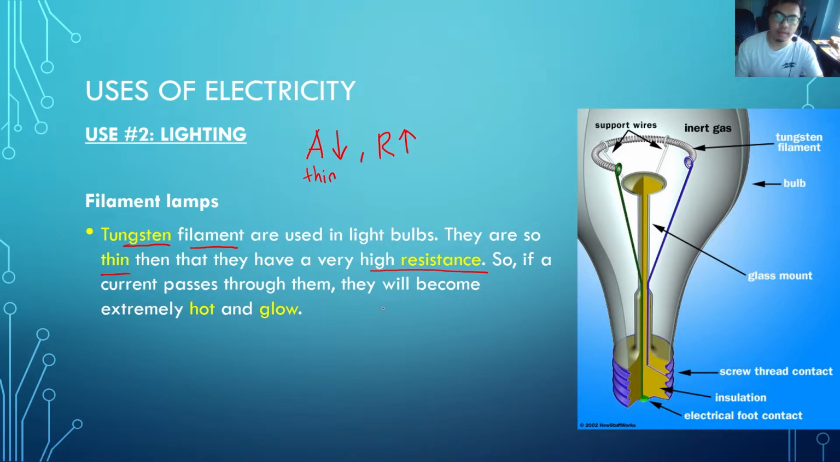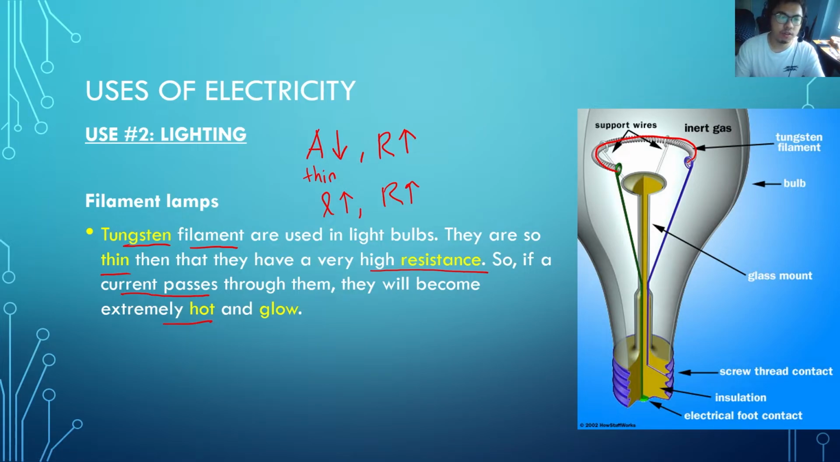So this filament is not only thin, it's also very long. It has a long length and it's coiled up in this manner to save space, and that will also increase its resistance. So this filament has very high resistance. If you pass a current through this very high resistance tungsten filament, it will become hot. It will become so hot that it will glow.